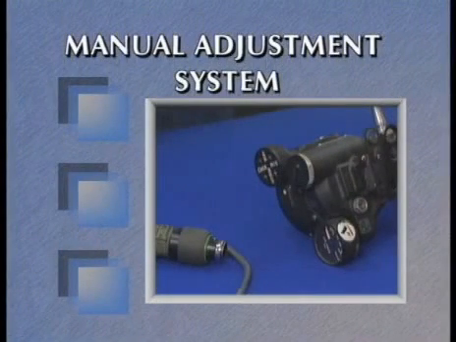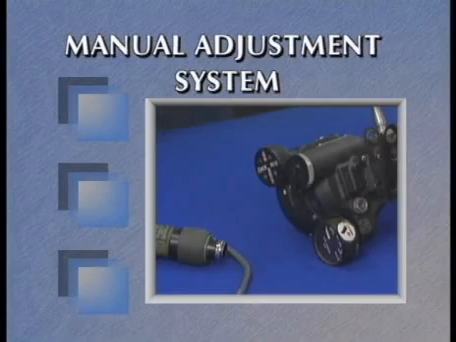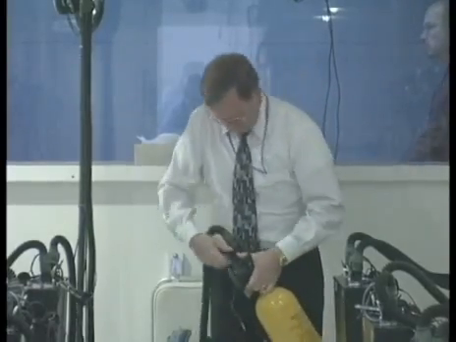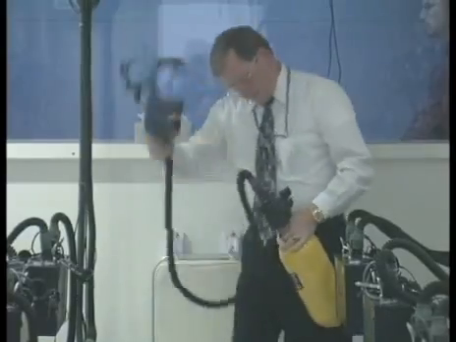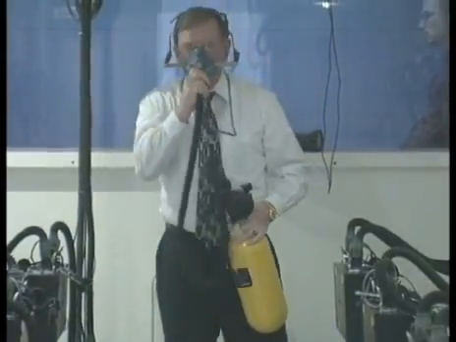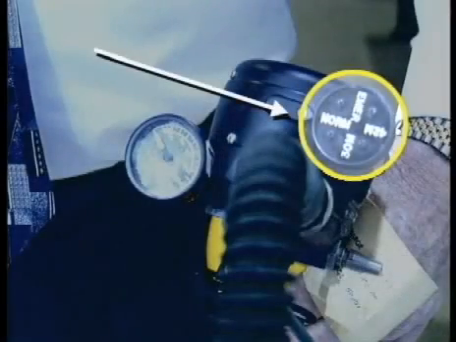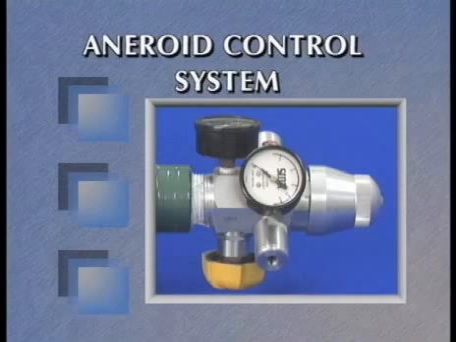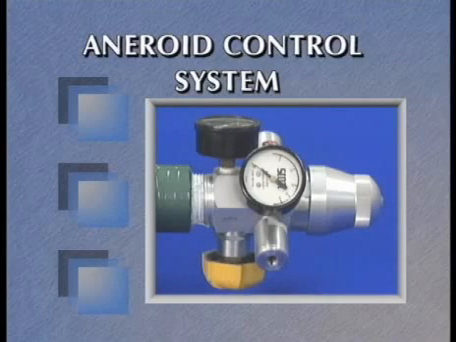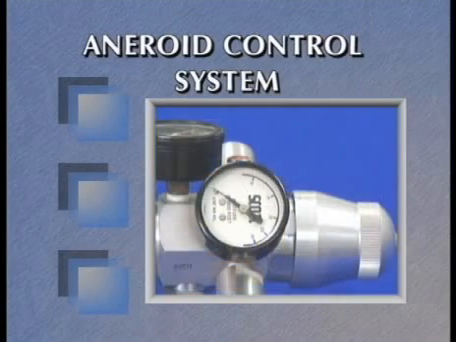The second type of continuous flow regulator incorporates a manual adjustment knob. This allows the user to increase or decrease the oxygen flow rate corresponding to aircraft cabin altitude or physical exertion, ensuring proper blood oxygen saturation and efficient use of the oxygen supply. The third type of continuous flow regulator uses an aneroid control to automatically increase or decrease the oxygen flow rate, corresponding only to the aircraft cabin altitude.